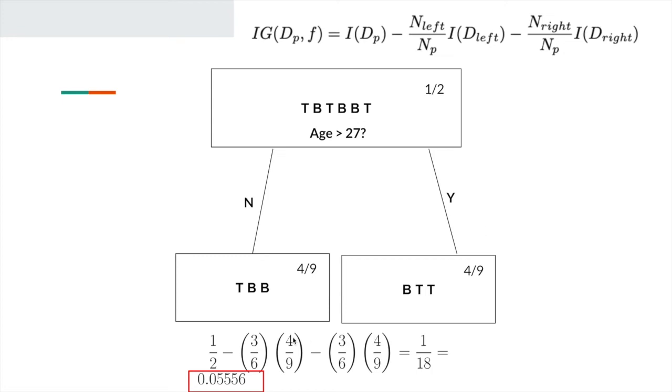So hopefully you carried out these calculations, right? So 1/2 is just IDP, and then 3/6 is n left over np, where n left is 3, right? There's 1, 2, 3 elements here, and then np is 6, and same thing for this side as well. And so that results in a fraction 1/18, which gets you 0.0555 repeating.